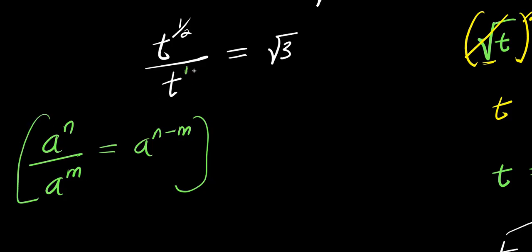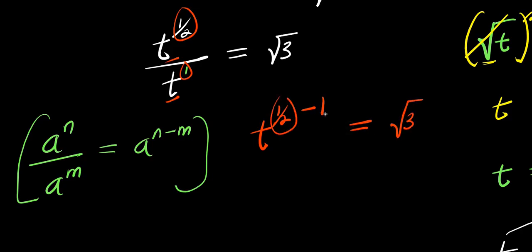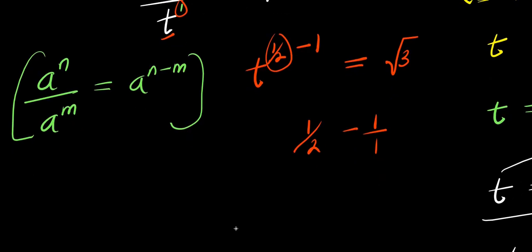So that means this t is raised to the power of 1. So that means I can easily have t power, this is 1 over 2 minus 1. Since the bases are the same, we subtract the exponent. This equals root 3. So 1 over 2 minus 1, if you have 1 over 2 minus 1 over 1, the common LCM here is 2. 2 divides 1, 1 times 1 you have 1, minus 2 divides 1, 2 times 1 you have 2. 1 minus 2 is negative 1 over 2.